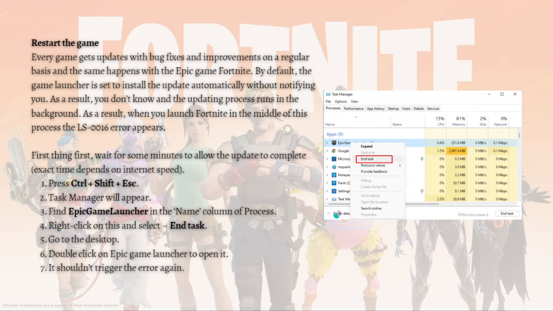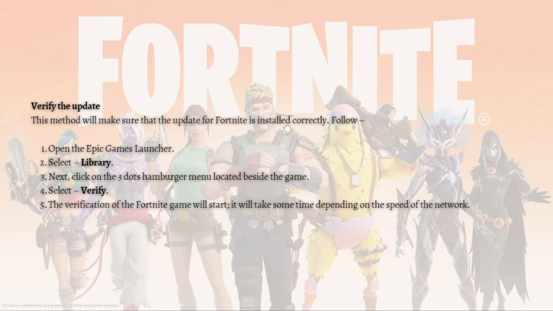And then the next thing that you can do is to verify the update. This method will make sure that the update for Fortnite is installed correctly. So follow the steps right here. First, open the Epic Games Launcher and select Library, and then select the three dots menu located beside the game and simply click Verify. The verification of the Fortnite game will start, and it will take some time depending on the speed of the network.